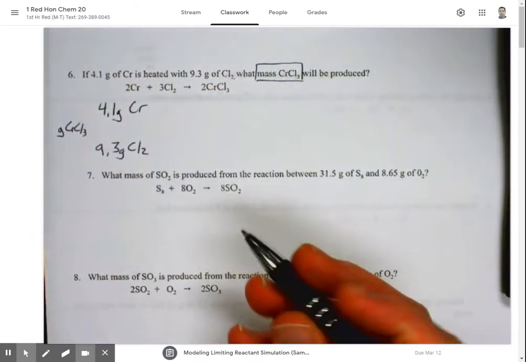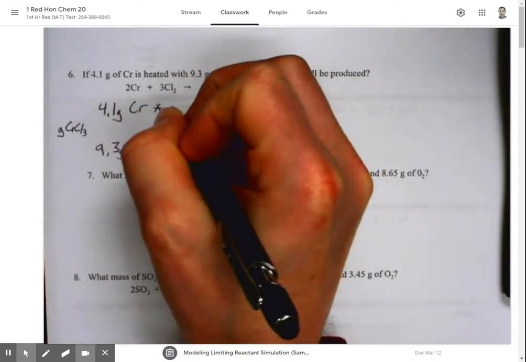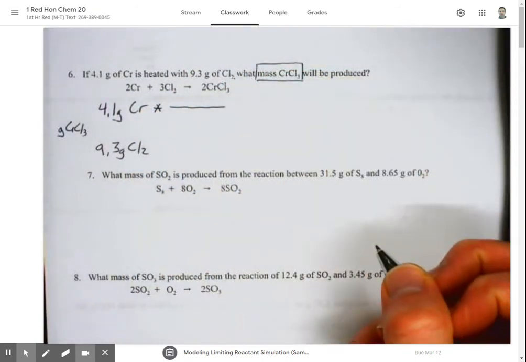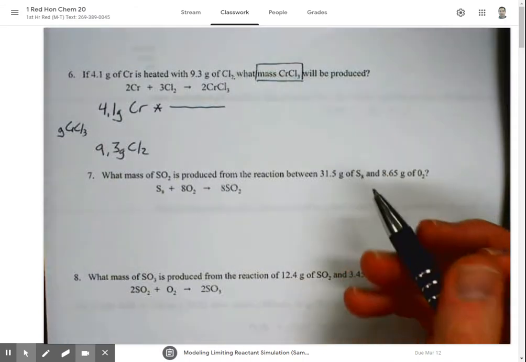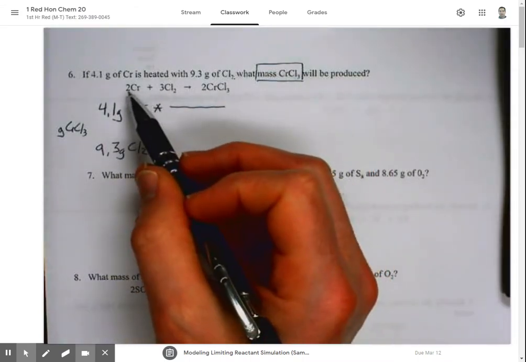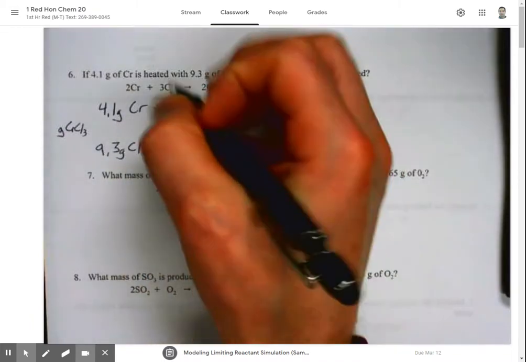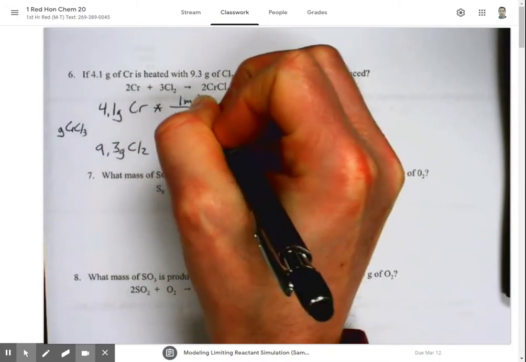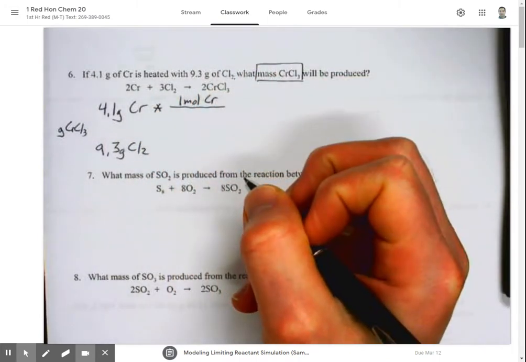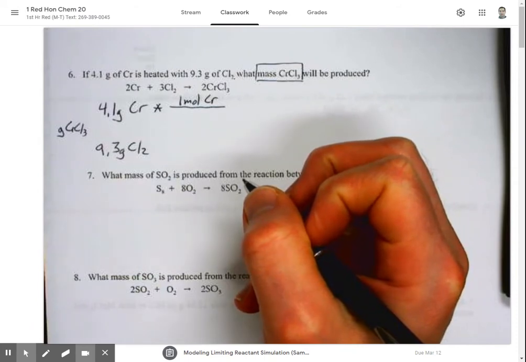We do this the same way that we did our gram-to-gram stoichiometry problem, because in order to switch from one substance to another, we need to know the ratio that their particles combine in. And so we need to have moles for that. So to go from grams to moles, I need to divide by the molar mass, in this case, of chromium, which happens to be about 52 grams.